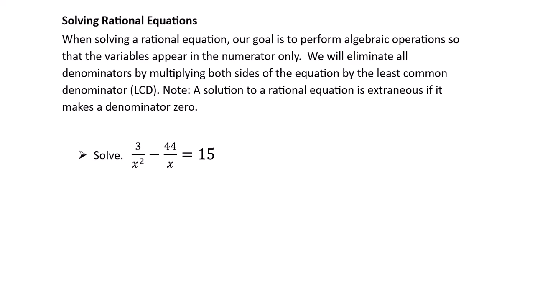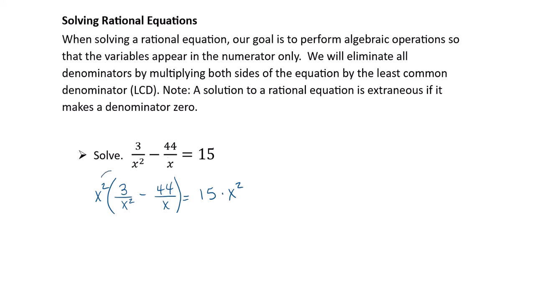Let's solve 3 over x squared minus 44 over x equals 15. In this equation, I can see that I have fractions because I'm dividing by x and by x squared. The least common denominator of x and x squared will be x squared. So what I'm going to do is multiply both sides of the equation by x squared, the right side and the entire left side as well.